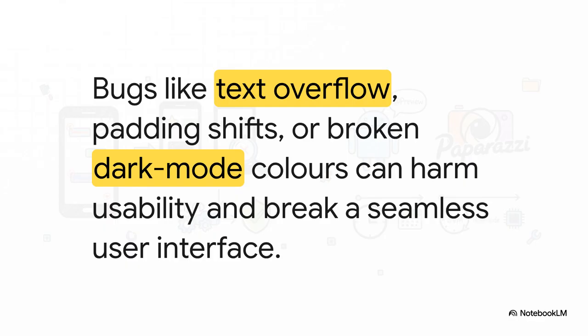And these are the usual suspects, the classic little bugs that slip through the cracks. A German translation that's way longer than the English one causes text to wrap and break your layout. A tiny color tweak you made ends up wrecking your dark mode. Or, my personal favorite, a 1-pixel padding shift that throws the whole screen out of alignment. These things are sneaky, and they can seriously degrade the user experience.